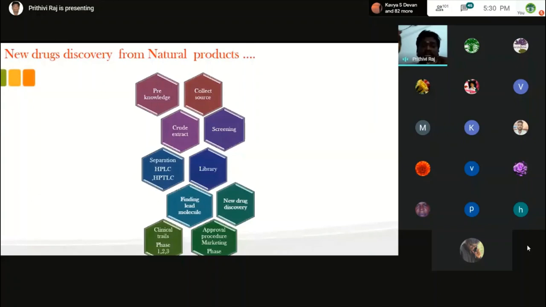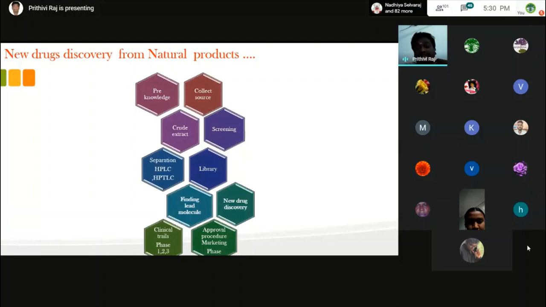Next is the crude extract of your natural resource. When you get the crude extract, you have to go for preclinical assays, for example in vitro assays, antimicrobial assays, and ELISA assays. If you get a good result on the screening assay, you go for separation using HPLC. With HPLC, you can go for proteins, peptides or other compounds, and amino acid analysis. From the amino acid analysis and the protein and peptide results, you have to link with the library.